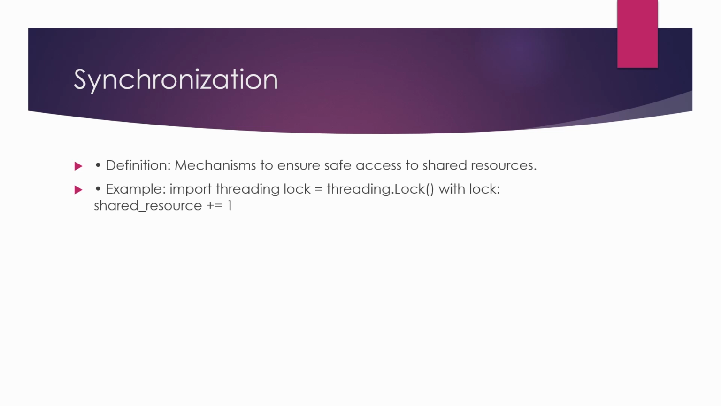Synchronization ensures that multiple threads or processes access shared resources without conflicts. This can be done using mechanisms like locks. In Python, for example, we can use the threading Lock to ensure that only one thread modifies a resource at a time.